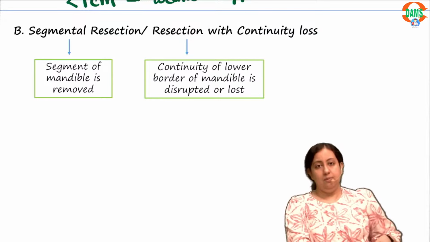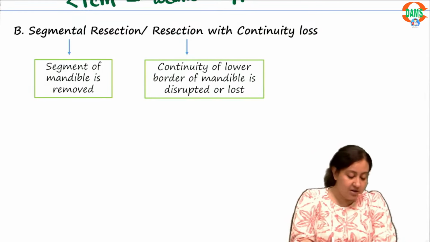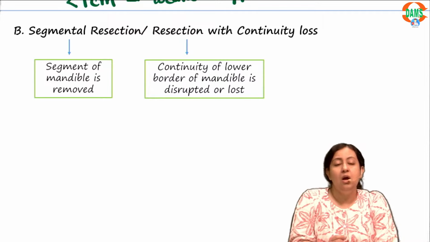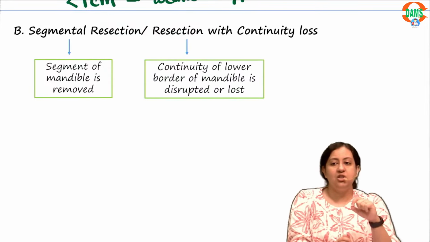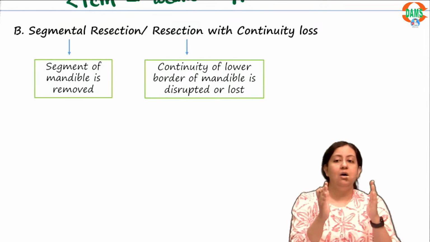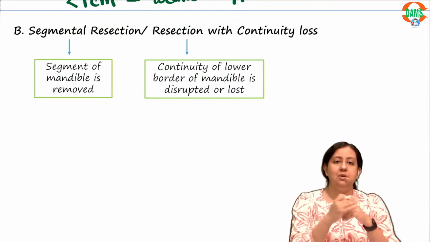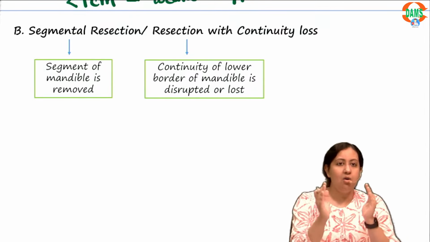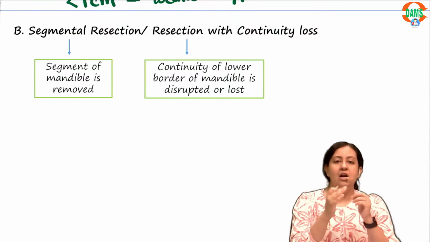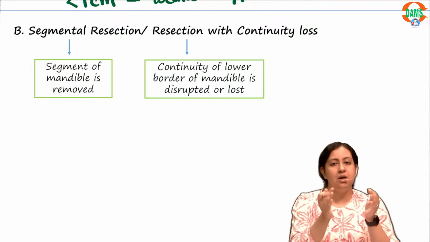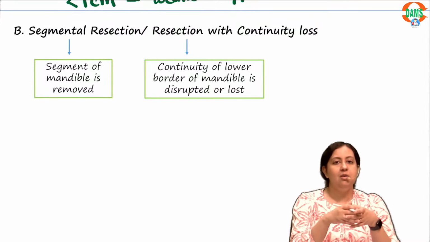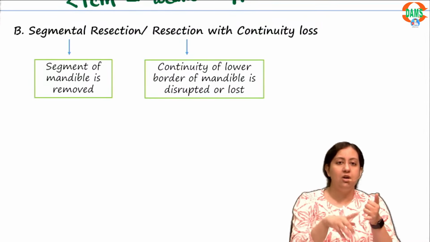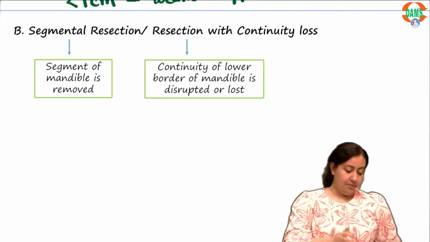The second one under resection we have is segmental resection or resection with continuity loss. So when we say a segmental resection, it means that a segment of mandible has been removed, alright, or a part of mandible has been removed, and in doing so we have disrupted or broken the continuity at the inferior border of the mandible. So the continuity of the lower border has been disrupted or it has been broken in segmental resection.